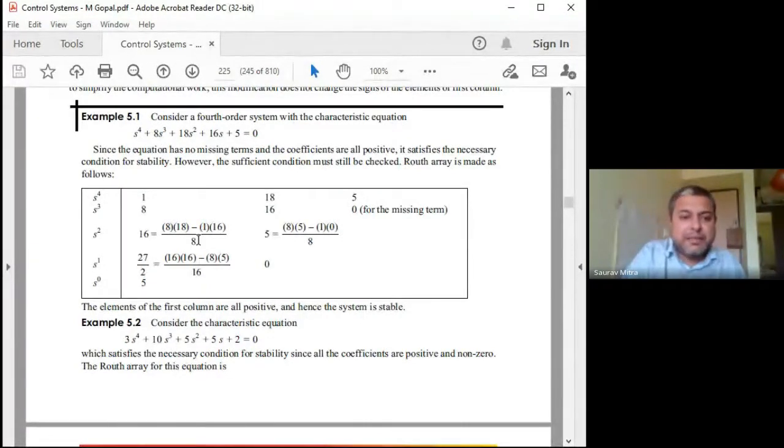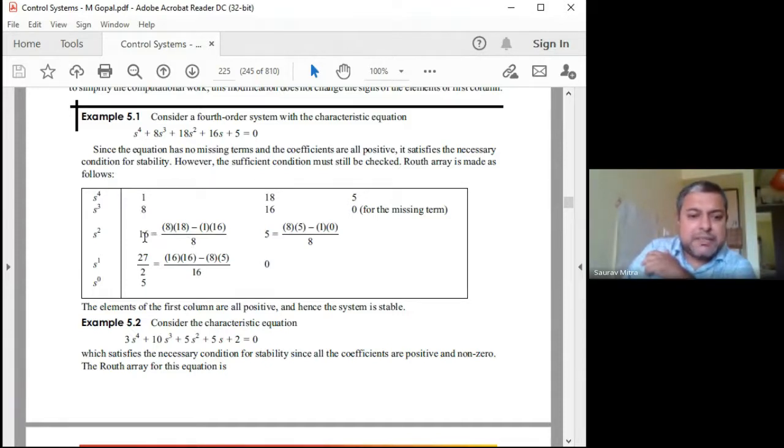And what is the next line? The next line is 16, 5. Now this is 16, 5, so this will be nothing. Here it will be 0, because it will be 16 multiplied by 0 minus 8 multiplied by 0, so everything is 0. If you find that the third row is 16 and 5, then in the next row there will be only the first element, because the next row's first element is 16 multiplied by 16 minus 8 multiplied by 5, by 16. This is 27 by 2.